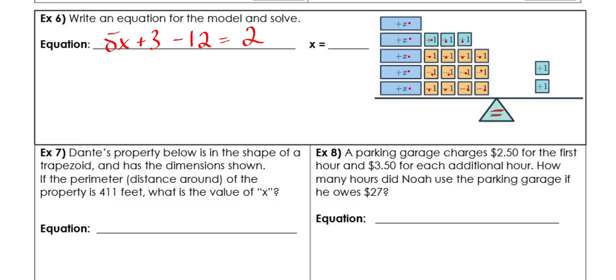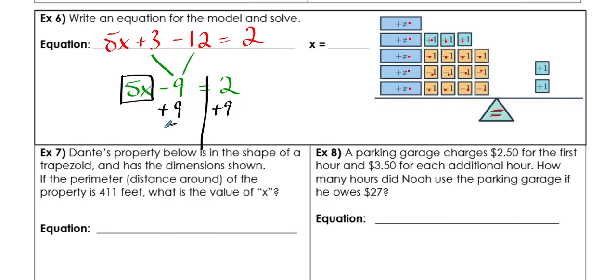So I'm going to combine like terms as my first step. I don't see any distributive property, so I combine like terms. That gives me 5x minus 9 equals 2. I'm going to box that 5x. Cancel out that minus 9 by adding 9 on both sides of that equal sign. That gives me 5x equals 11. And then one last step. I'm going to divide away that 5. So that gives me that x is 2.2.